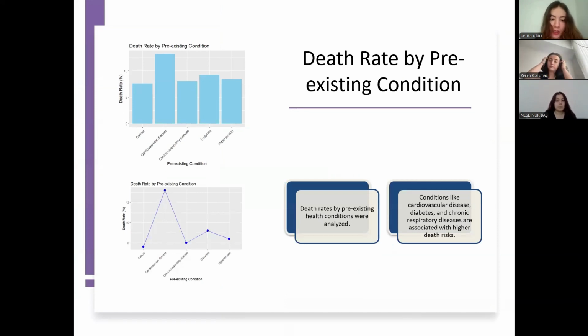And as we keep going, we analyze another data set. This data set shows the death rates by pre-existing health conditions. This analysis helps us to determine which health conditions increase the risk of death associated with COVID-19. You can see the results on the screen too.